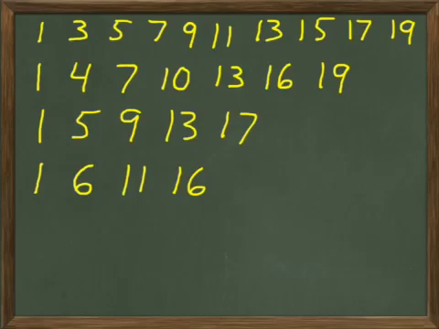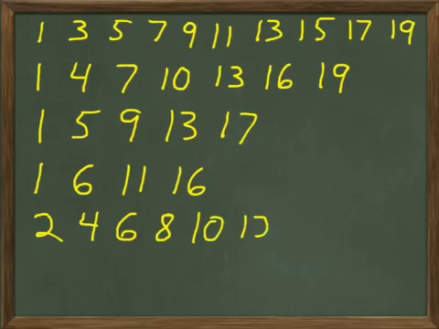Let's try counting by twos. From 2 to 20, let's try that. So let's say we start with 2. We're going to count by twos all the way to 20. You ready? Here we go. 2, 4, 6, 8, 10, 12, 14, 16, 18. Can we squeeze 20 in there? Yeah. 2, 4, 6, 8, 10, 12, 14, 16, 18, 20. We just counted by twos up to 20.